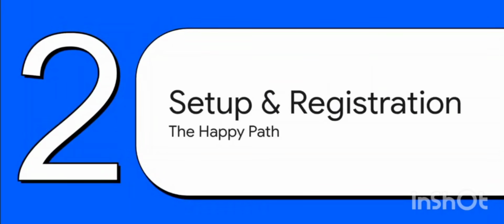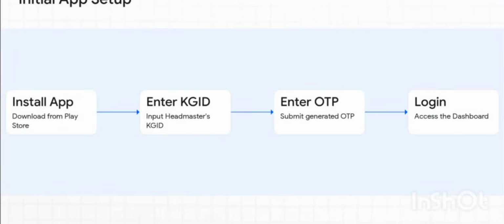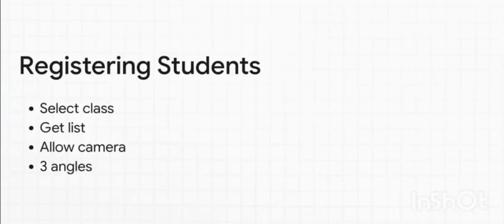This is our happy path for getting everything perfectly in place on day one. The very first action you need to take is incredibly achievable. You literally just install the app from the Play Store. Once it's open, you just punch in the headmaster's KGID number. A simple OTP gets instantly generated. You pop that in, and boom, you're logged straight into the dashboard. It's a really quick, secure gatekeeping process that gets you right into the system without needing to memorize a dozen complicated passwords. Once you're in, it's time to register your students.